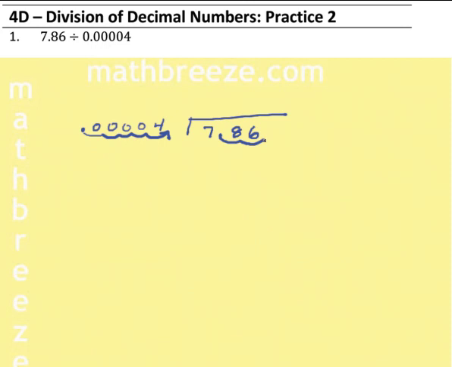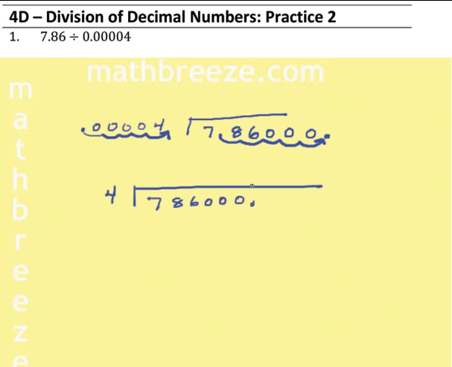1, 2, 3, 4, 5. And we're going to have to put in 3 zeros. All right, so let's do that. So we're dividing 4 into 786 and 3 zeros, decimal place at the end. All right, so now let's start our division.